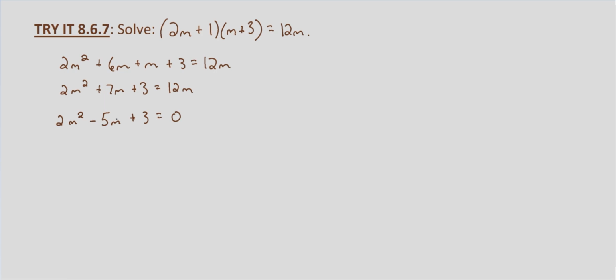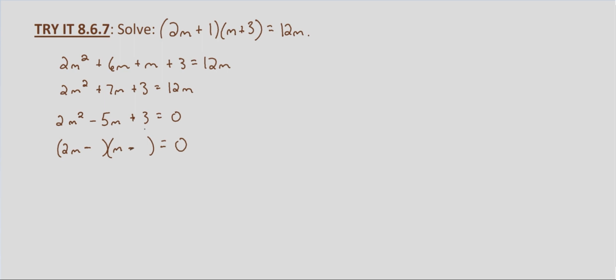It's not a perfect square trinomial. It's not a difference of squares. So instead, we need to factor by trial and error. But we can set this up to give us a little bit of knowledge. 2 is a prime number, so we know that the only factors are 2 and 1, so we're going to have 2m and m leading. And then with a positive last term, the 3 is being added, and a negative middle term, the 5m is being subtracted.